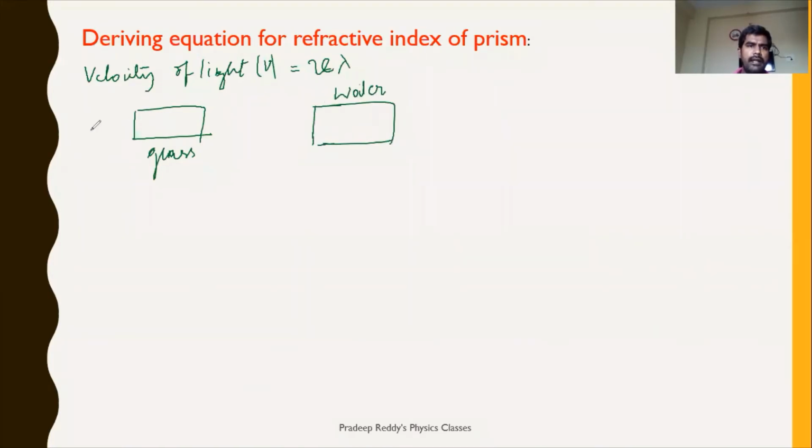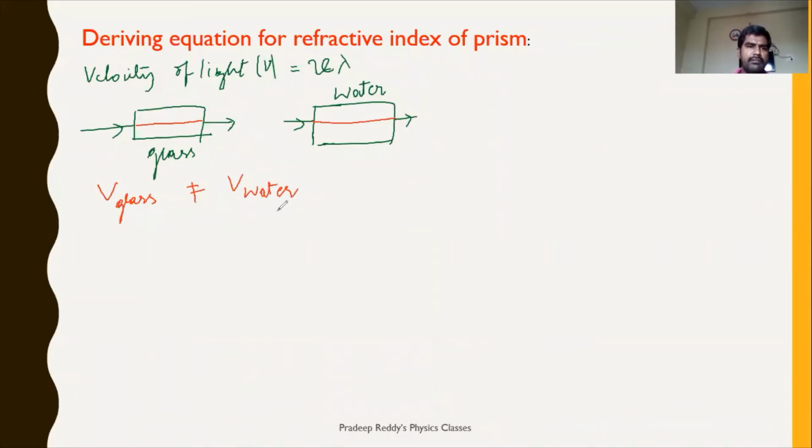right? When light enters into this glass medium and comes out, similarly it enters into water medium and then comes out. So light is undergoing refraction. As it is normal incidence, directly it will travel through these two media. Now when light is entering into the glass as well as into the water, speed in glass is not equal to speed in water. This we have already learned.